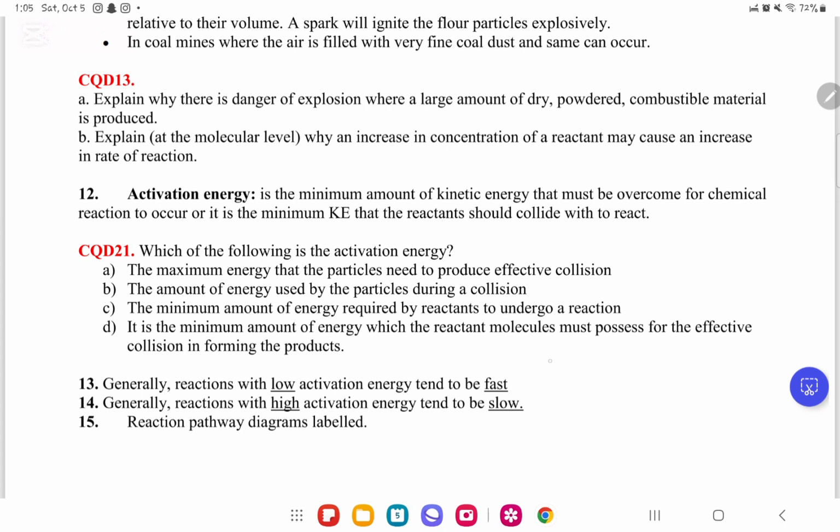Anyways, if you read the definition over here, activation energy is the minimum amount of kinetic energy that must be overcome. They didn't say possessed, that must be overcome. So you have to either have this minimum amount or greater than this minimum amount for the chemical reaction to occur, or it is the minimum amount of energy that the reactants should collide with. They didn't say that they need to have possessed it. No, they should not possess it. They should gain it. It's the minimum that they should have, not possess.